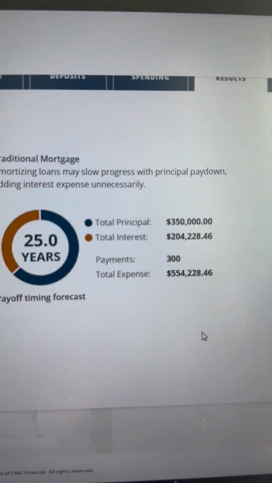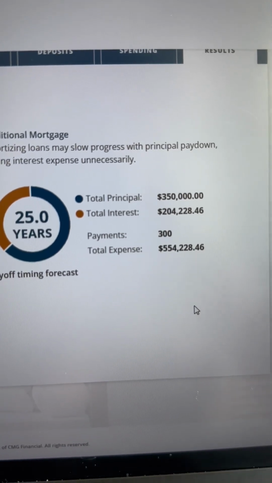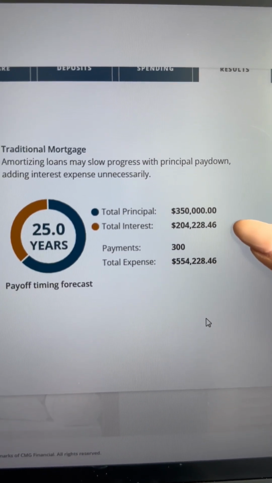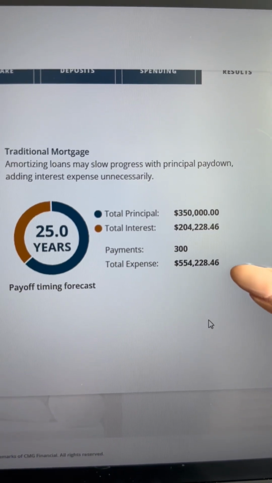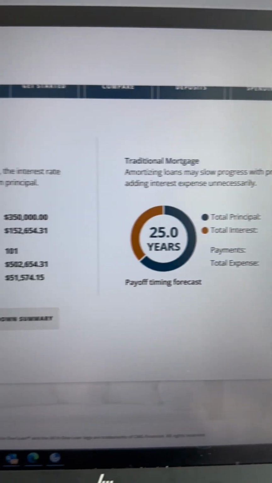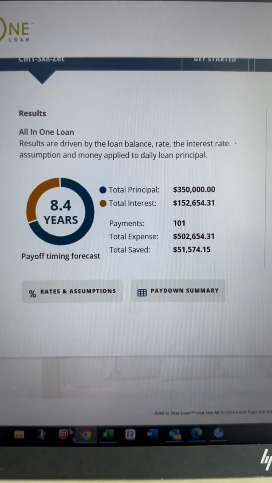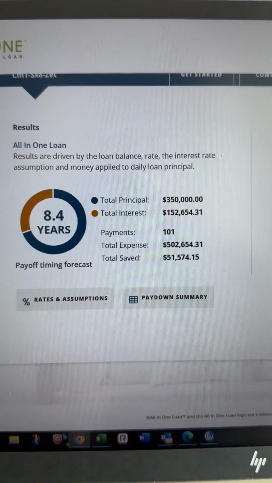Okay, so this is the current mortgage that you have, 25 years left at, what do we say, 4%. This is your total principal balance. This is how much interest you're going to pay, 300 payments. This is your total, okay? $554,228.